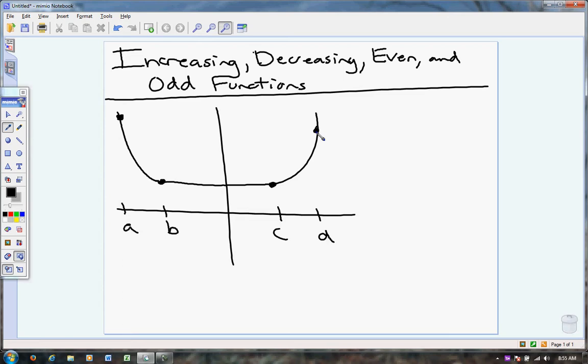Now, common sense would tell you, now remember, we read a book left to right. We also usually read a function left to right. If it's increasing, can you tell me for what x values it is increasing on this little graph? From what to what x values? C to D. Okay, right in here it's increasing. I'm just going to abbreviate, increasing. So, of course, that would make sense then that over here from A to B, it's decreasing.